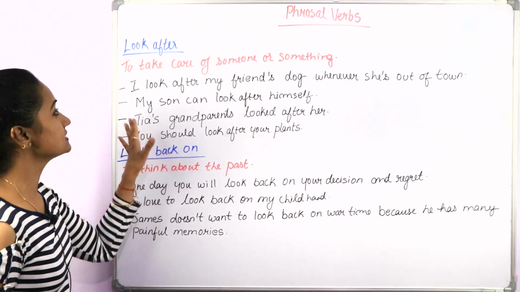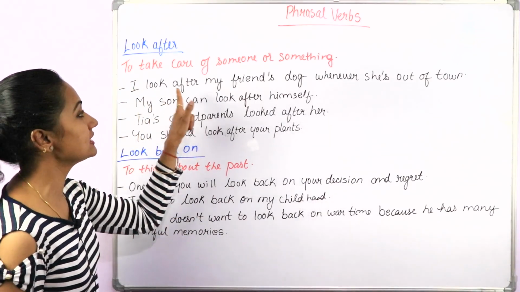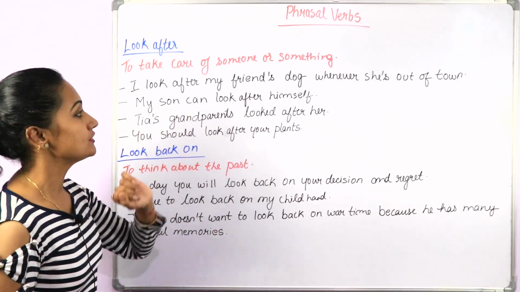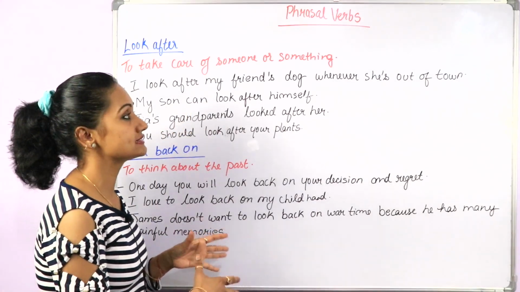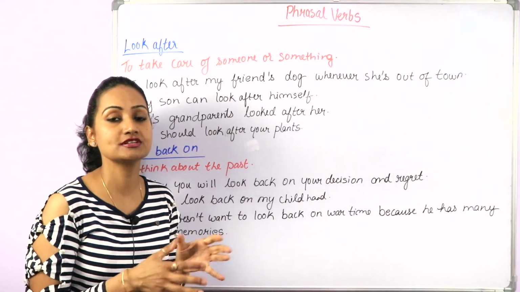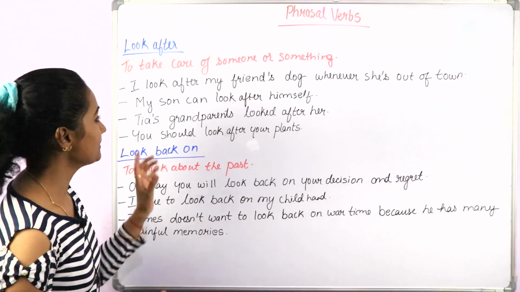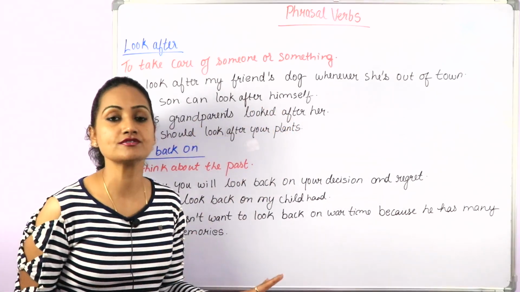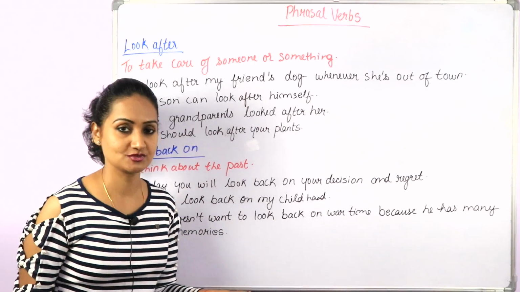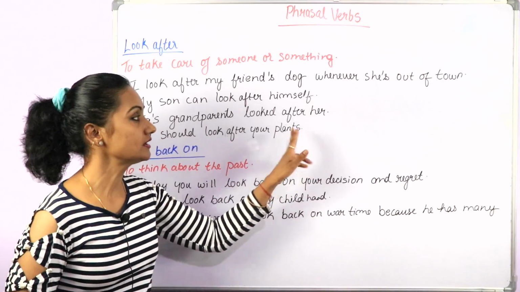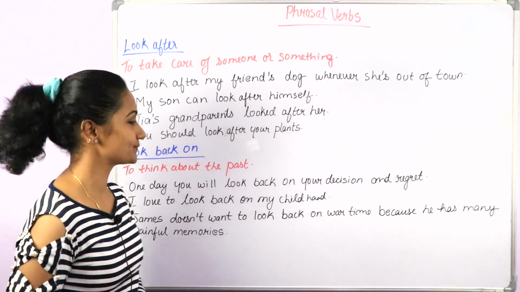Now first is look after. This means to take care of someone or something. I look after my friend's dog whenever she is out of town. So I take care of my friend's dog whenever she is not here. My son can look after himself. He has grown up. He can take care of himself. He can look after himself. Tia's grandparents looked after her. They took care of her.